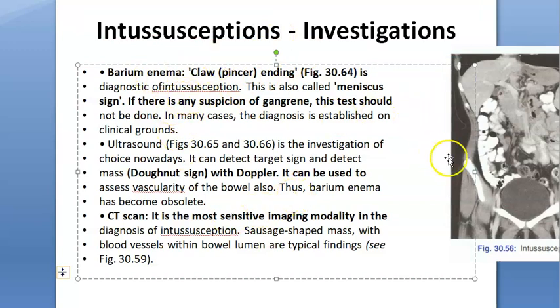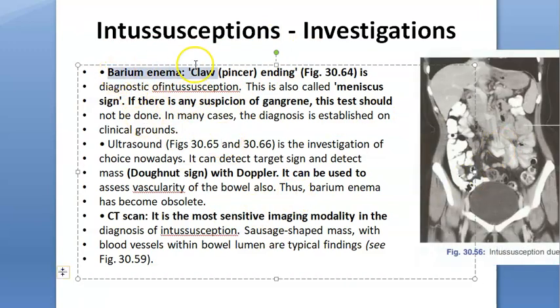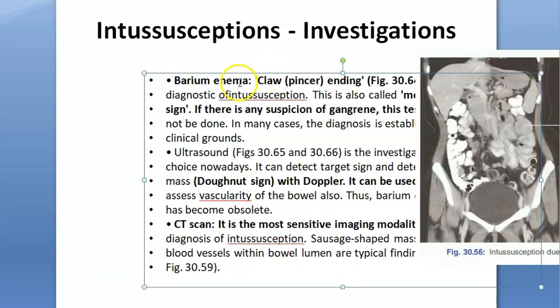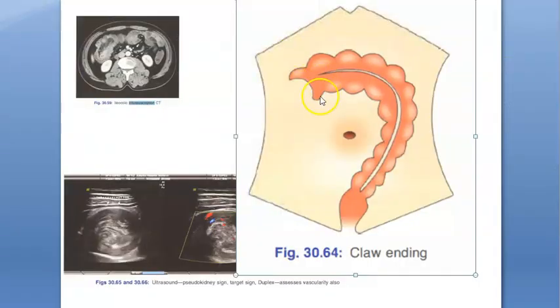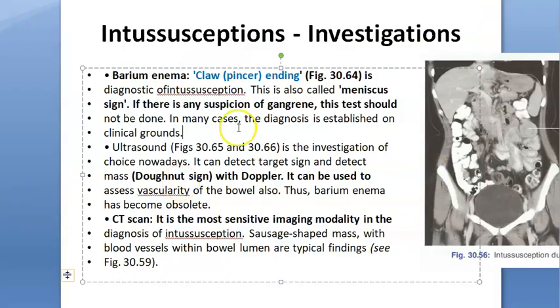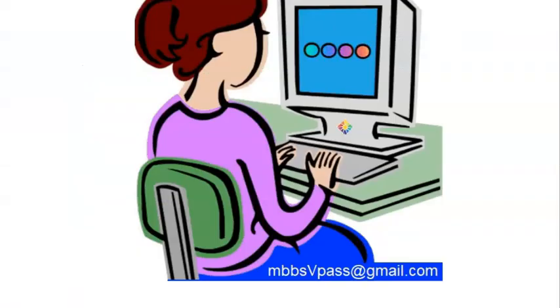Now let us look at the investigations you will do for these people. You can do barium enema, claw pincer ending. Yeah, claw pincer ending. So let us show you the photo for this. In the investigations, when you do barium enema, it will look like this. Look at this, the claw ending, because the next part of the intestine is inside this, right? So you can understand. A claw pincer ending is the diagnostic feature of intussusception. It is also called the meniscus sign. Claw pincer ending, meniscus sign. All this is the same thing.